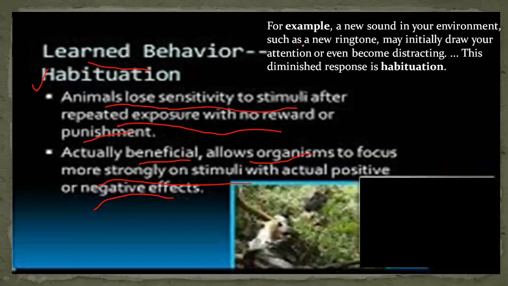So it's a very common example. We can see a new sound in our environment, such as a new ringtone, may initially draw our attention and even be distracting, but after some time, it comes again and again. So this diminishes the effects of the response, and we get habitual of that one. That is very, very common in human life as well.